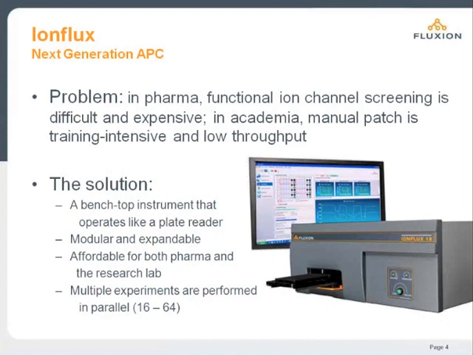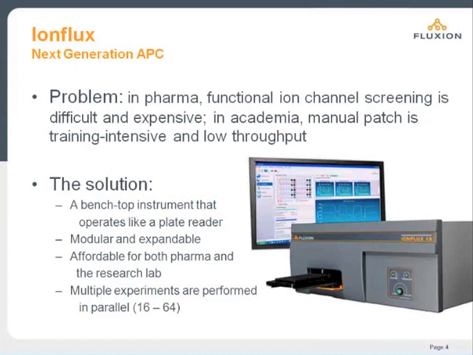The IonFlux systems are benchtop instruments that operate like a plate reader. The systems are modular and expandable. We have 2 versions of the IonFlux: the IonFlux 16, which makes 16 simultaneous recordings, and the IonFlux HT, which makes 64 simultaneous recordings. With the IonFlux 16 priced at about the price of a manual patch rig, the systems are very affordable. The unique microfluidic well plate means that multiple experiments are performed in parallel with exact synchrony across the plate.